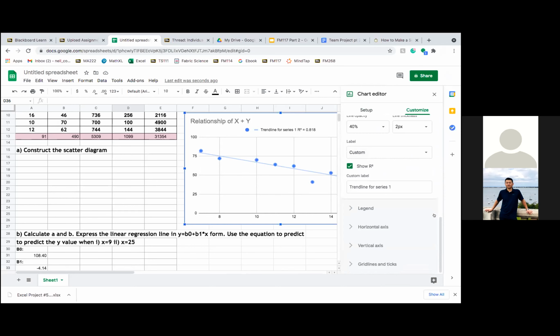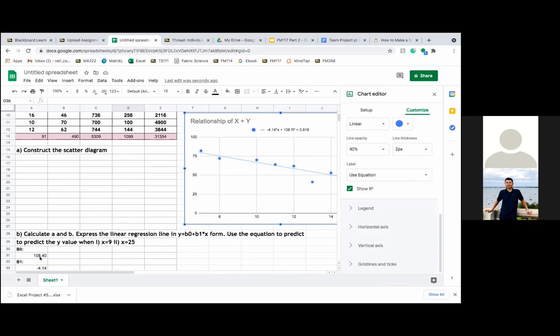Customize labels. Click on custom labels, trend line for series 1. Use equation, right? Use equation, very good. Here you go. So the equation is negative. So now it's come up. So B0 is 108, B1 is 4.14.